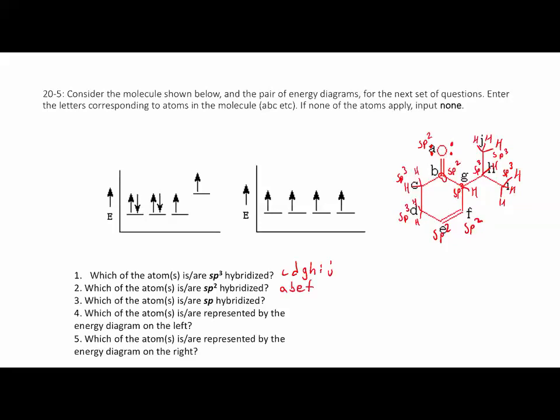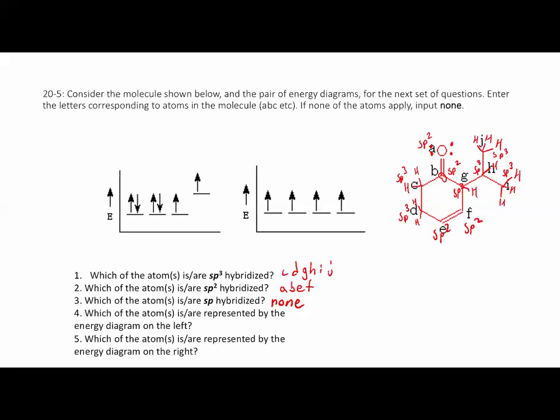Which of the atoms is sp hybridized? Well, I don't see any triple bonds in here. So I would say none. If you saw a triple bond, that means that 2 atoms have 2 sp orbitals and 2 p orbitals. And those p orbitals are helping form those 2 pi bonds. A triple bond consists of 1 sigma bond and 2 pi bonds.